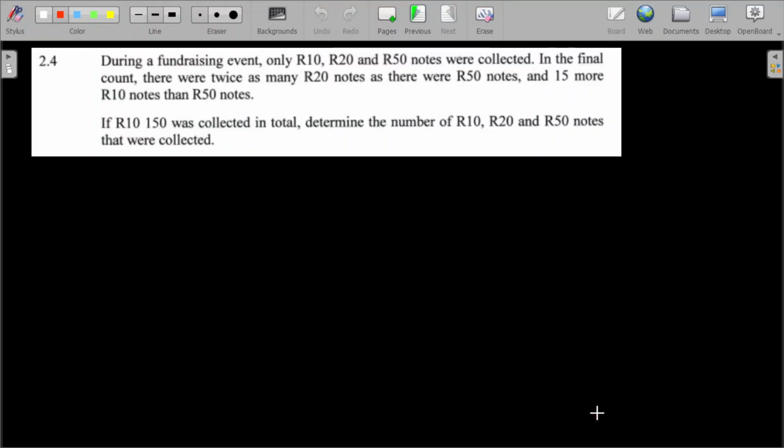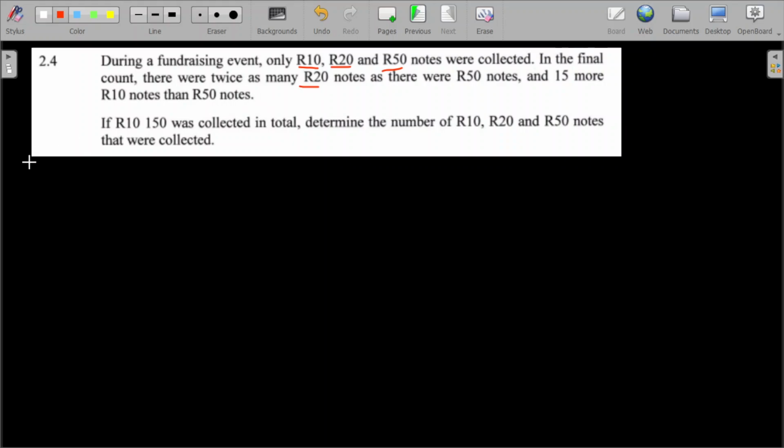Now let's come to this one, which is the big question, question 2 that we're having here. Let's read the instructions. They're saying during the fundraising event, only 10, 20 and 50 Rand notes were collected. In the final account, there were twice as many 20 Rand notes as there were 50 Rand notes, and 15 more 10 Rand notes than 50 Rand notes.